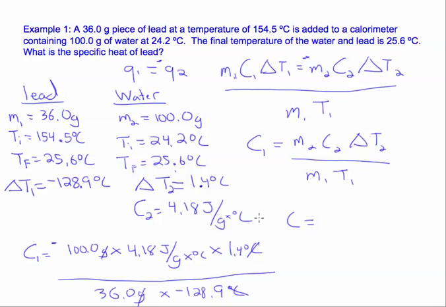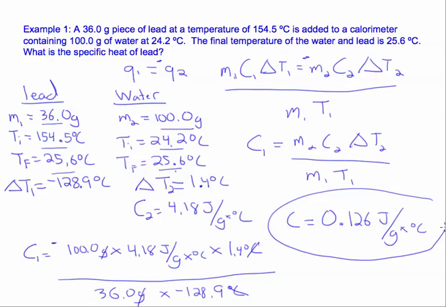We do 100 times 4.18 times 1.4 divided by 36 times 128.9. And you should get 0.12611. Let's look at our significant figures. 3, 4, 3, 4, 3, and 3. So we're going to round this to have 3 significant figures. We're going to have 0.126 joules per gram degree Celsius.